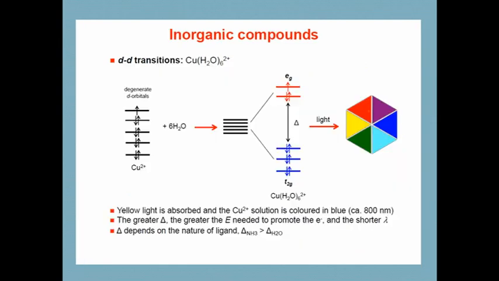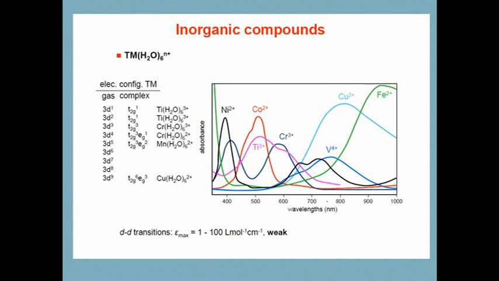theoretical pattern of that. Here the ligand is water and it is added to that, and then the absorption is along the yellow region. Therefore the solution is colored blue at about 800 nanometers. The greater the delta value, the greater is the energy needed to promote the electron, and shorter is the lambda there. So some examples are there where you have titanium, chromium and manganese, and here you don't have them because it's not very effective and doesn't come into the visible region.